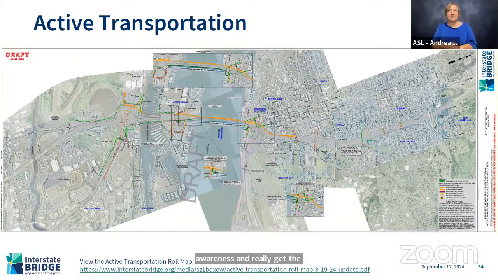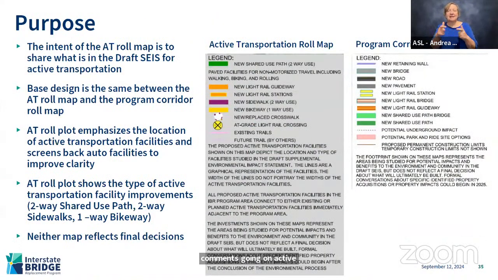Let's jump to the next slide. It's a big plot, I realize that. So what I've done is zoomed in on a few areas just to get into some of the more details. The plot is not outside of the draft SEIS, so the information shown in it will also be reflected in the draft SEIS, and the draft SEIS will go into a lot more detail than what we can simply show on a two-dimensional roll plot.